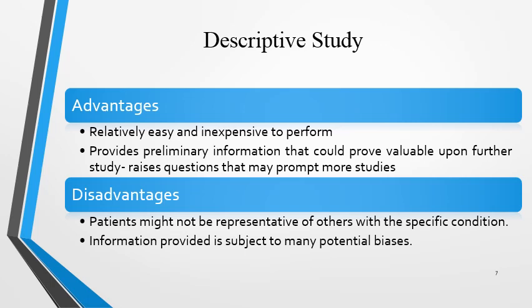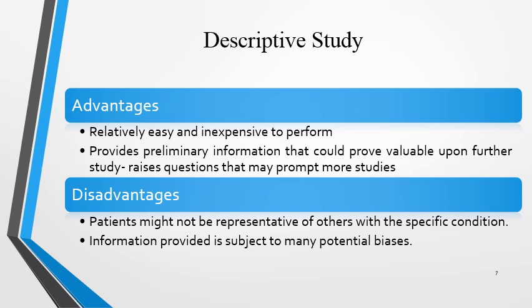The disadvantage of the descriptive study is that the patient might not be representative of others or of a specific condition. The specific adverse effect that appeared in that patient might be because of certain changes in that patient, certain changes in the physiology of the patient, that may not be specifically because of the drug. That is patient to patient variation.